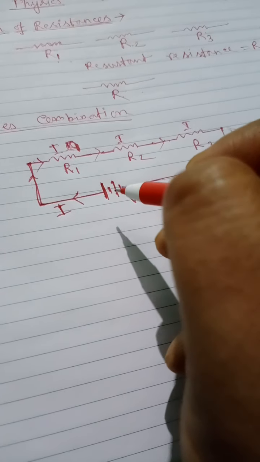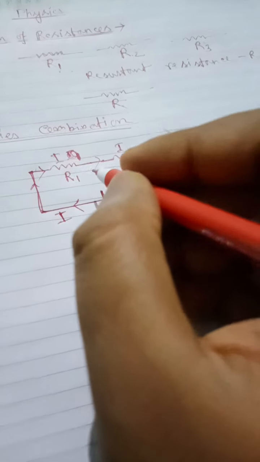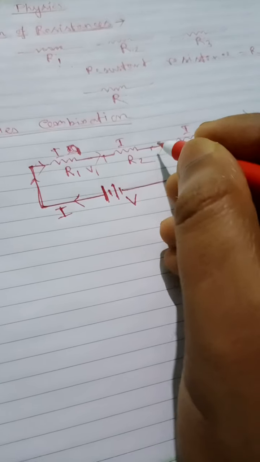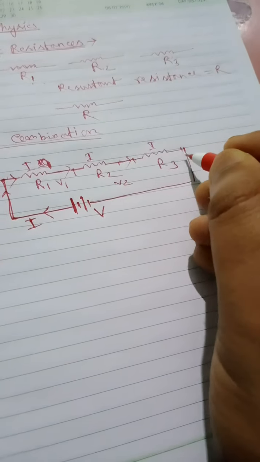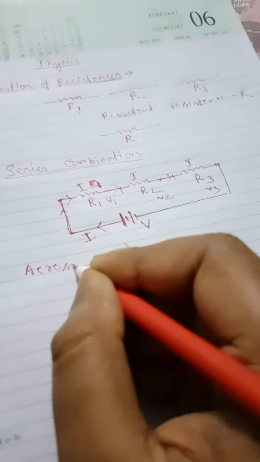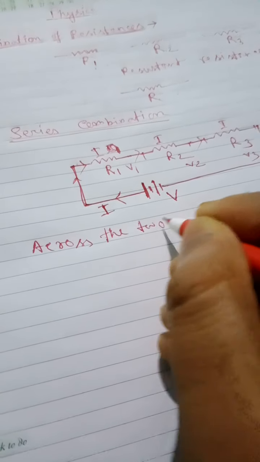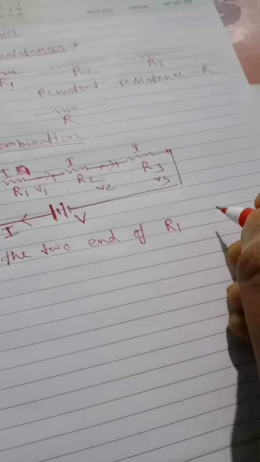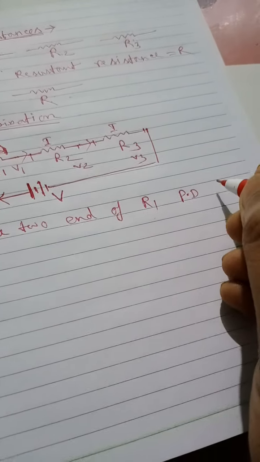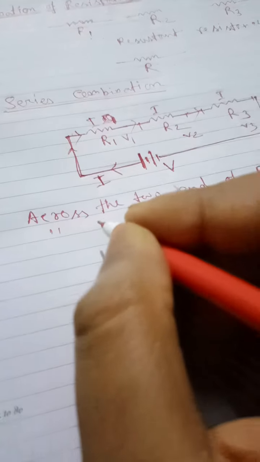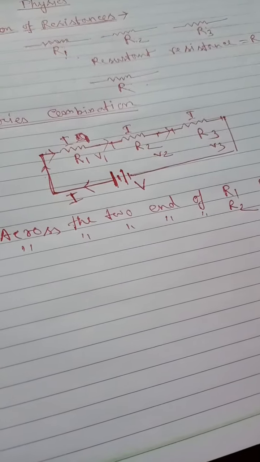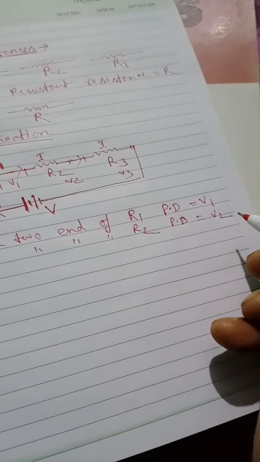Now when this voltage V is supplied, or this battery is connected to this electrical circuit, suppose across the two ends of R1 the potential difference is V1, across the two ends of R2 the potential difference is V2, and across the two ends of R3 the potential difference is V3. So if you write that across the two ends of R1 the potential difference, PD means potential difference, is V1, across the two ends of R2 the potential difference is V2, and across the two ends of R3 the potential difference is V3.